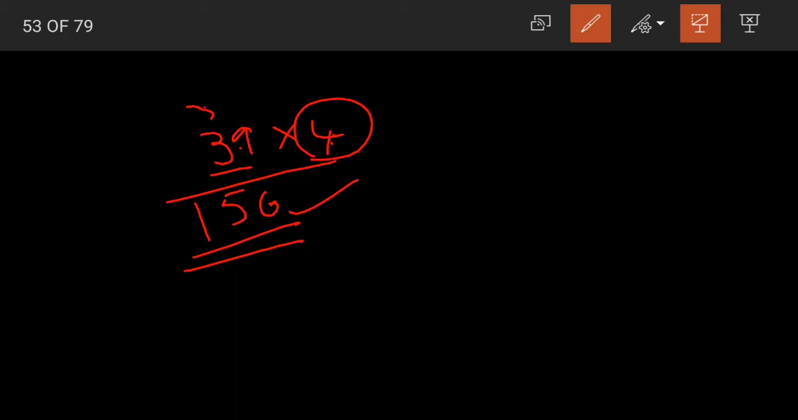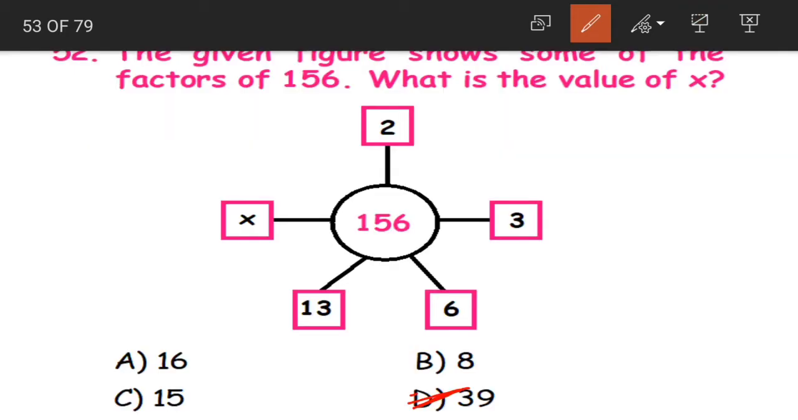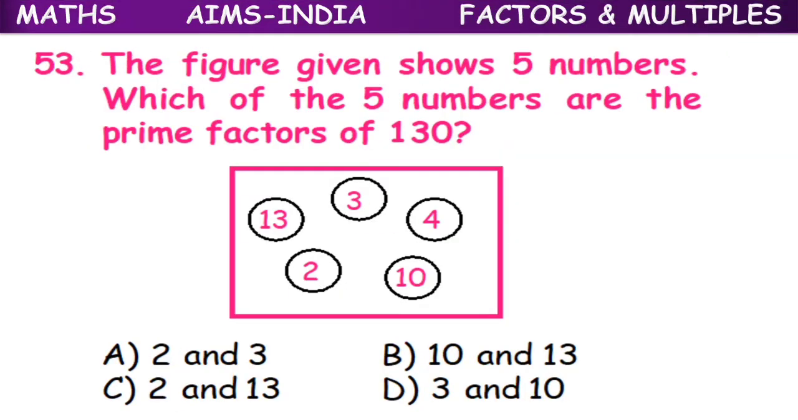39 4s are, 4 9s are 36. 4 3s are 12 plus 3 becomes 15. Yes, we have 39 4s are 156. So 39 is our factor. Option D, 39 becomes our correct answer.